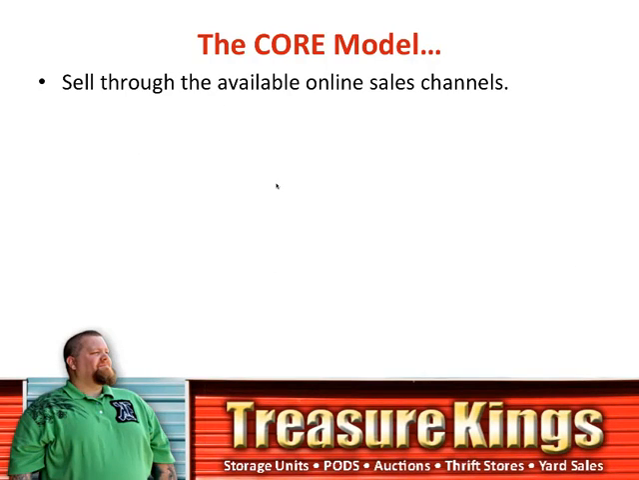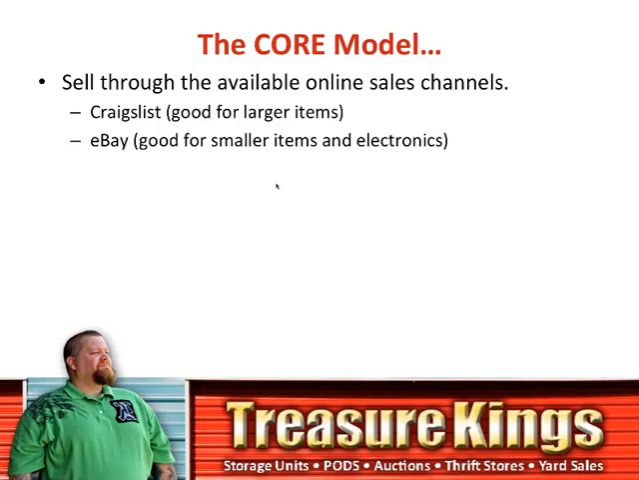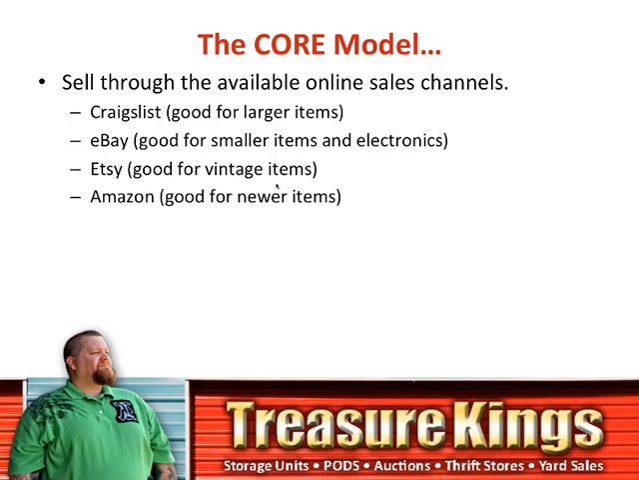And so next, we want to sell what we buy, okay? So we're going to sell through available online sales channels like CRAIGSLIST, which is awesome for larger items in many cases, through eBay, which is great for smaller items and electronics, through Etsy, you might not have thought of that, but Etsy is awesome for vintage items, and Amazon.